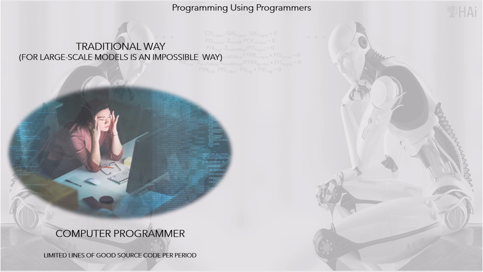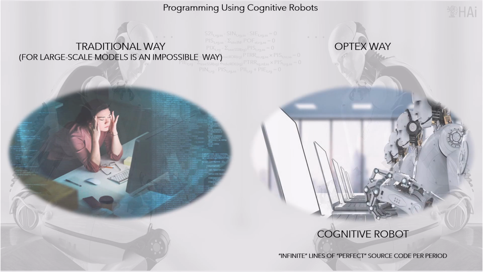Making very large-scale models by the traditional way, using a computer programmer, is an impossible way, because the programmer only can write a limited number of lines of good source code per period. Maintaining these models can be more complicated than doing them, if more than one programmer intervenes in the process. OPTEX can produce infinite lines of perfect source code per period.